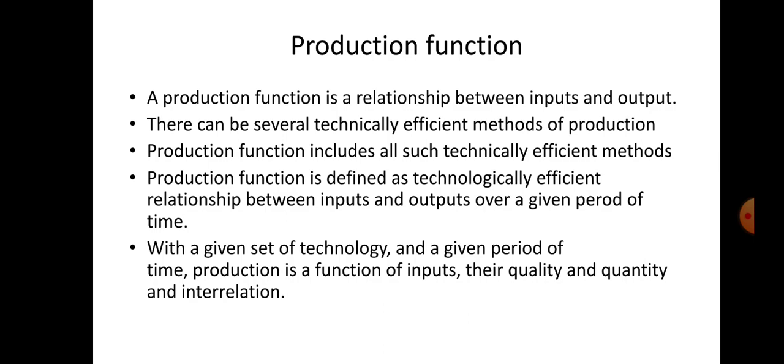A production function is a relationship between inputs and output, where we carry out some technical methods. Production function includes all such technically efficient methods, and it is defined as the technologically efficient relationship between inputs and outputs over a given period of time with a given set of technology. In a given period of time, if we can convert an input into output, that we call production function.